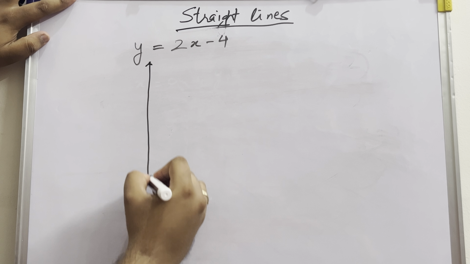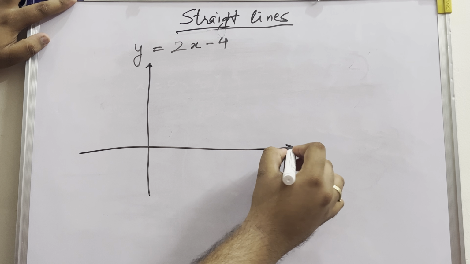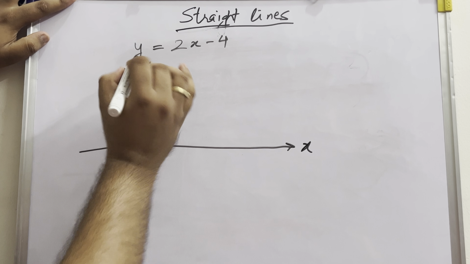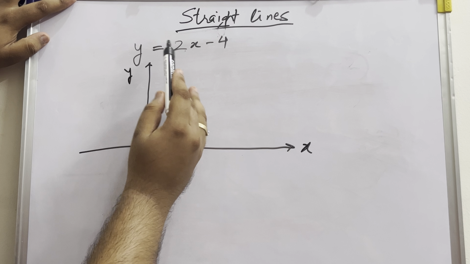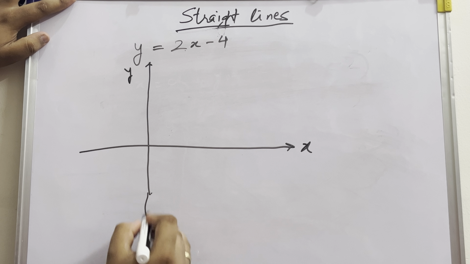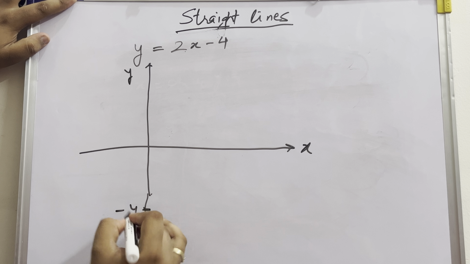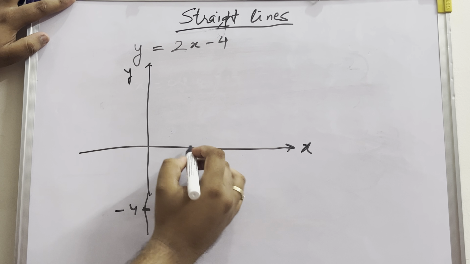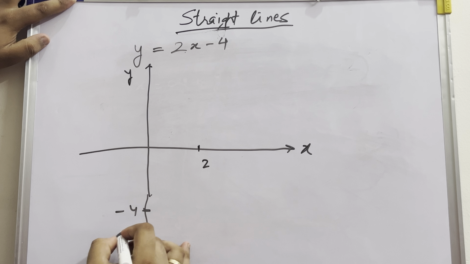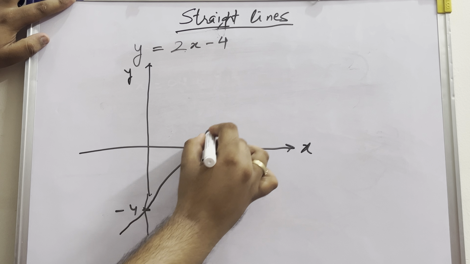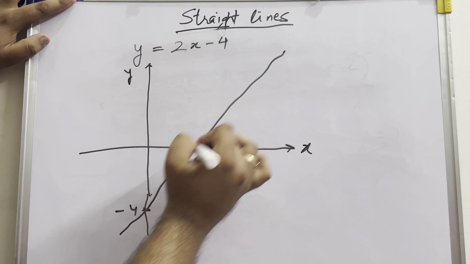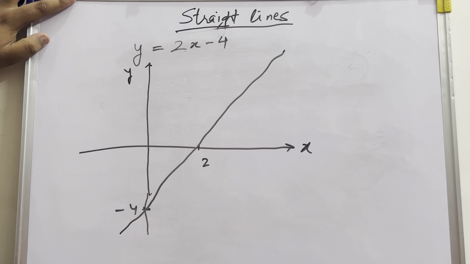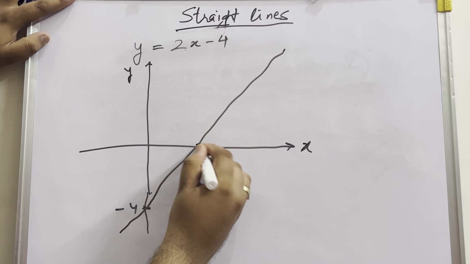So if x is equal to 0, I'll just directly go on the graph and plot it. X axis, y axis. If x is equal to 0, y is how much? Minus 4. Just take this point, minus 4. If y is equal to 0, this 4 will come, x will be equal to how much? 2. So simply join this straight line and you get the equation y is equal to 2x minus 4. So you drew the straight line by simply using 2 points.